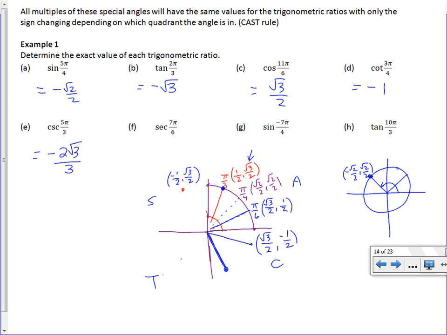Okay. Secant of 7 pi over 6. So where's 7 pi over 6? You guys see it's like a game: find the angle, find sine, pick the number, done, next. Let's just kind of repeat that process.